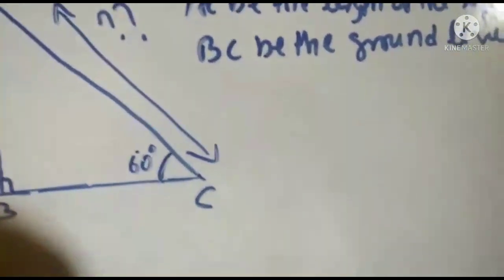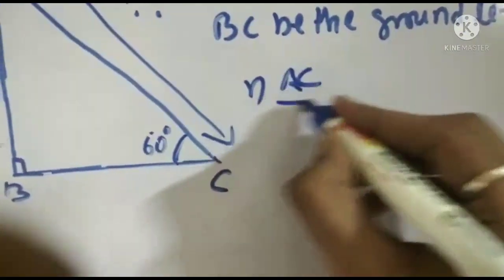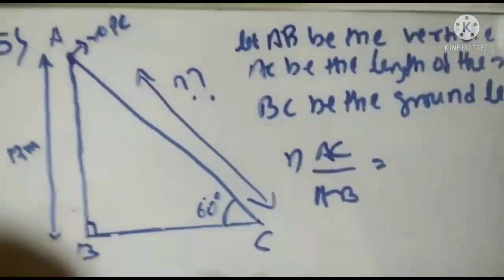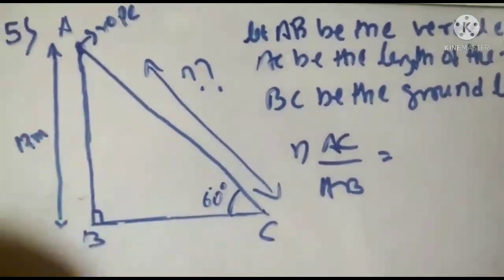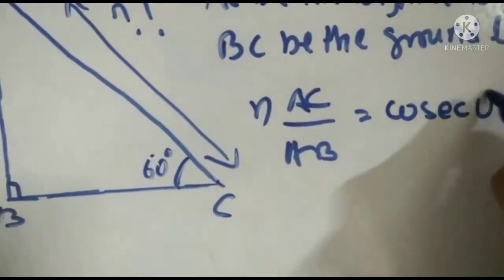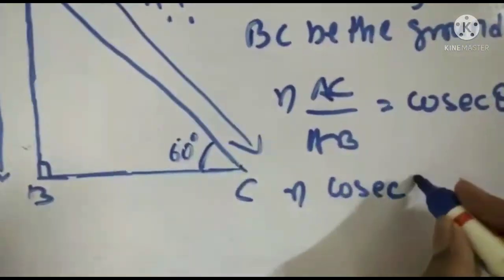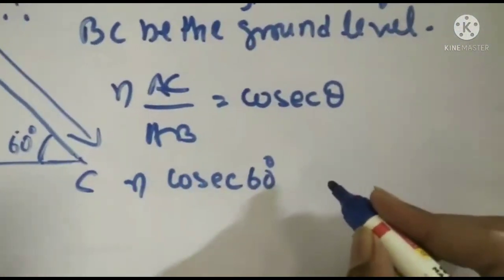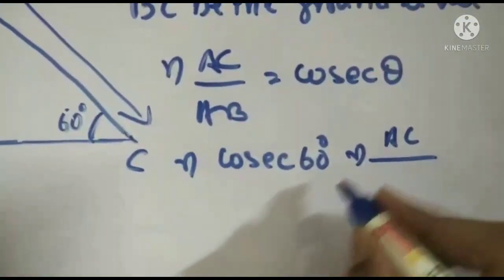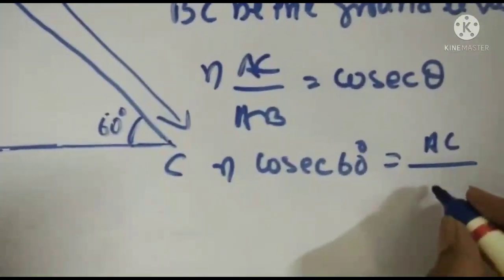Now see how to find AC. From here AC we don't know, but AB we know. So AC we have to find by the side given, that is AB. AC is the hypotenuse, and AB is perpendicular. So hypotenuse by perpendicular means cosec theta. Now cosec theta means what? 60 degree given, cosec 60 degree is equal to AC by AB. So AB we know, 12 meter.